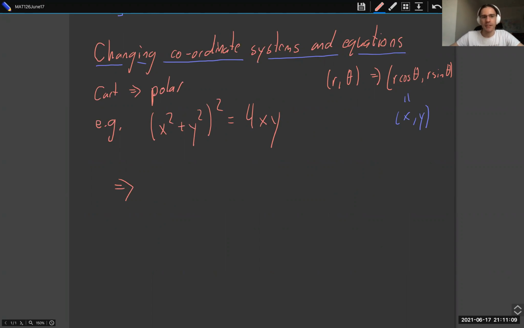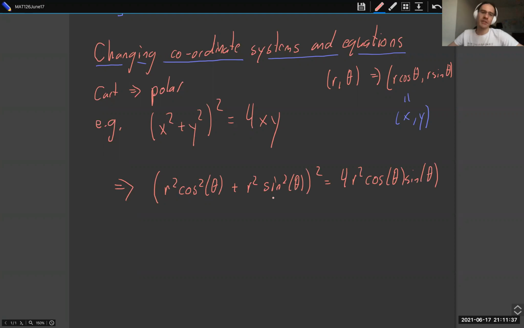So if I have an equation in Cartesian coordinates, I can write what it is in polar coordinates. I can replace X with R cos theta. So R squared cosine squared theta plus R squared sine squared theta, squared, equals 4 R squared cos theta sine theta. Does everyone see how I got that equation?